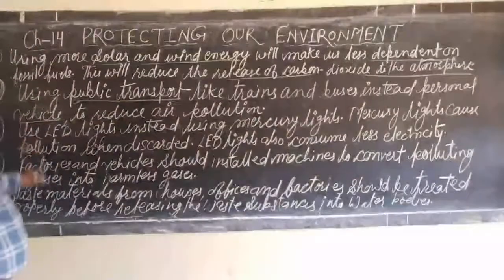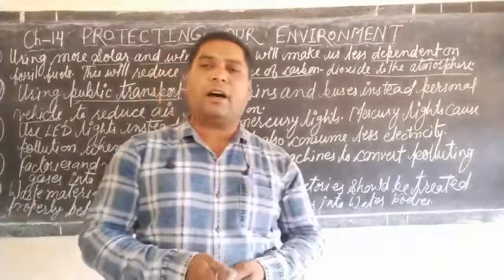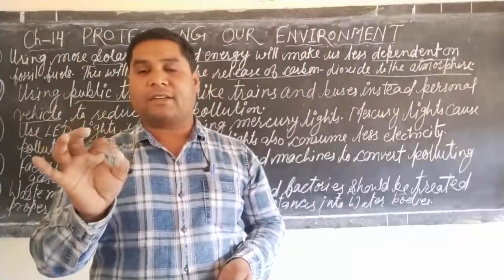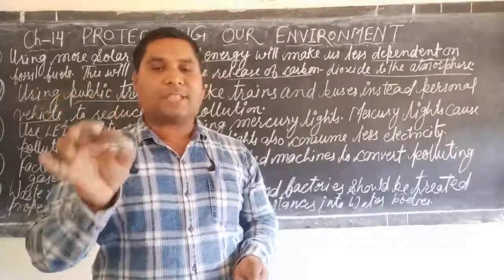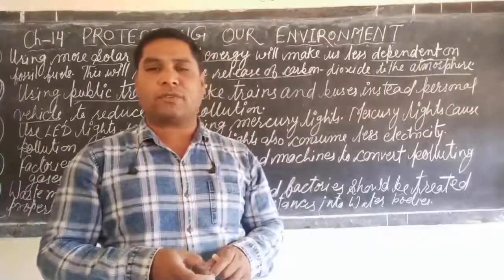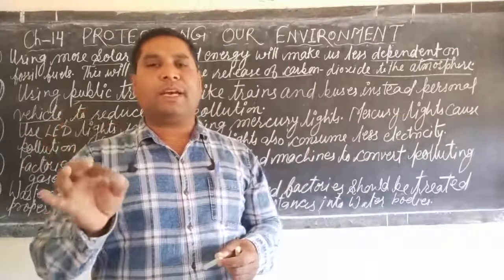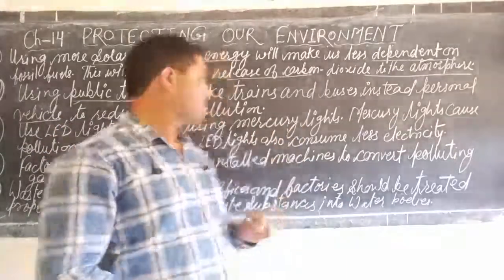Next, use of the LED light. In spite of using the mercury light, we should use LED light because LED light consumes less electricity, and as the consumption of electricity is reduced, the use of fossil fuel also will be reduced, and this way we can control pollution.